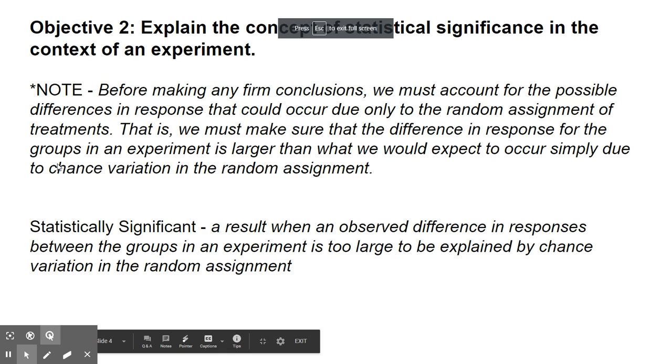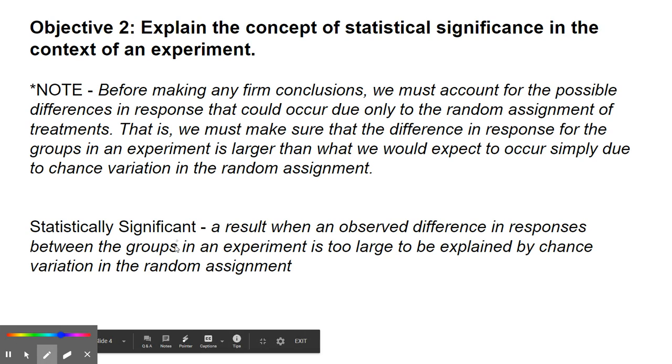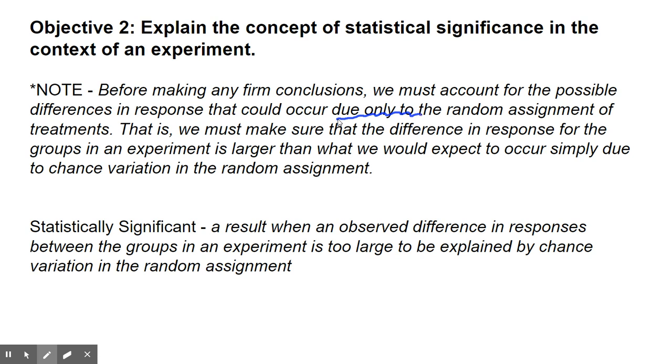Okay, objective 2. So now we're going to look at this idea of statistical significance. It says, note, before making any firm conclusions, we must account for the possible differences in response that could occur only due to the random assignment of treatments. So again, when you randomly assign your people to the treatment groups, random assignment's not perfect.